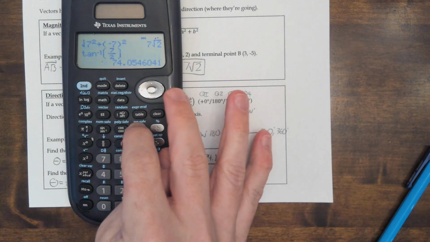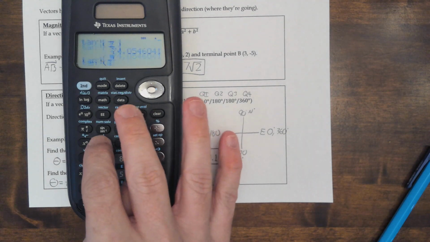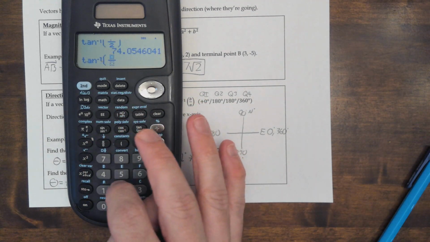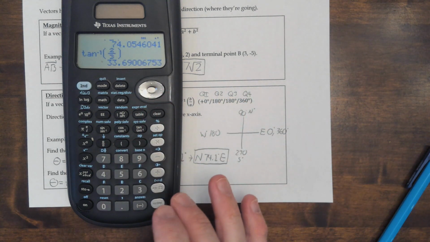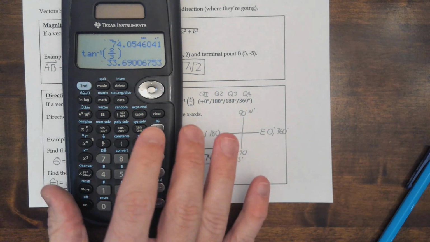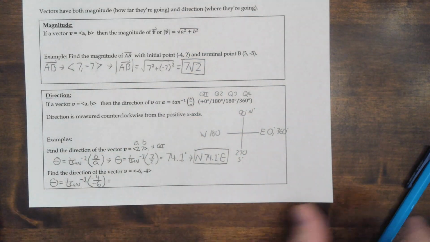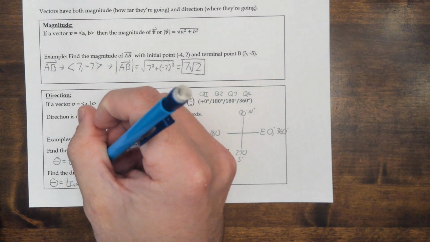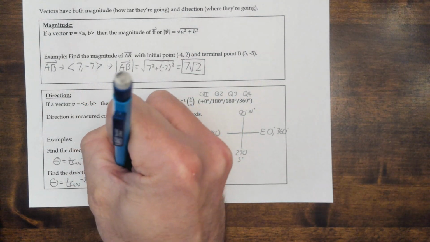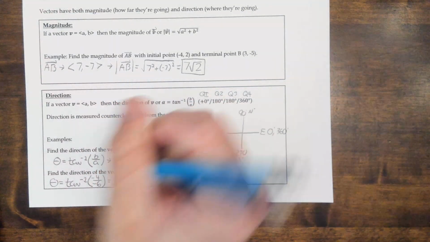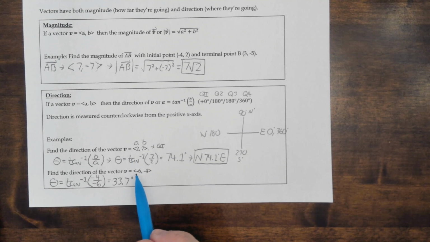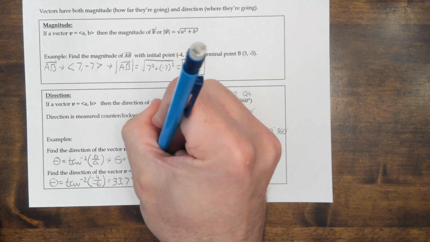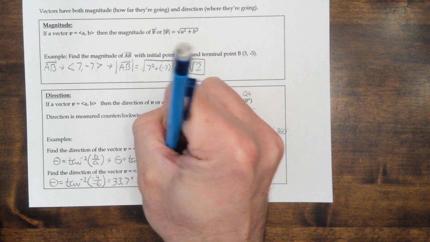So tan inverse. Well, -4 over -6 is actually a positive 2 over 3. So let's go ahead and do that. And when we do that, we're going to get 33.7 degrees. But here's the deal, okay? Look at the components of this vector. What quadrant is this in? This is in quadrant 3.